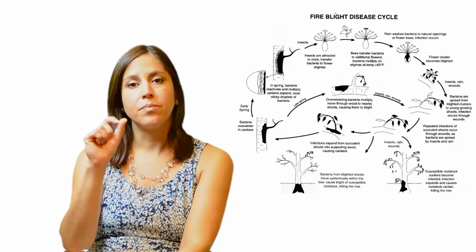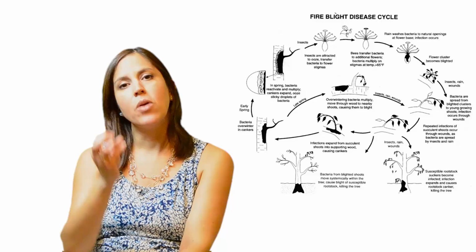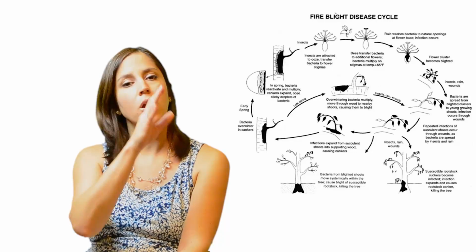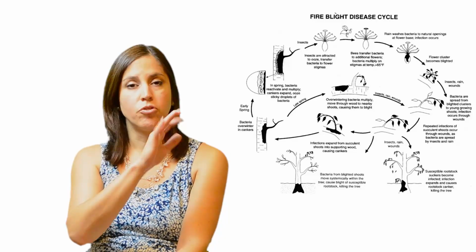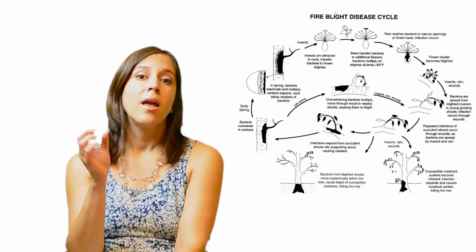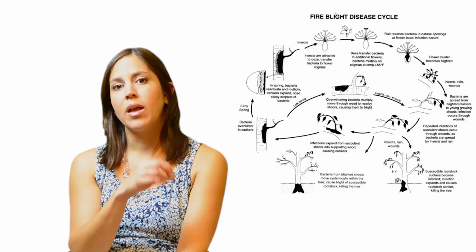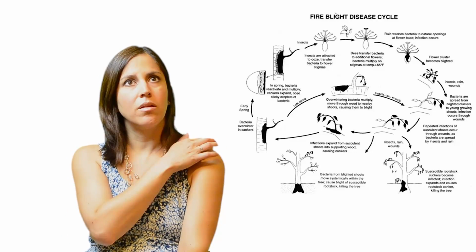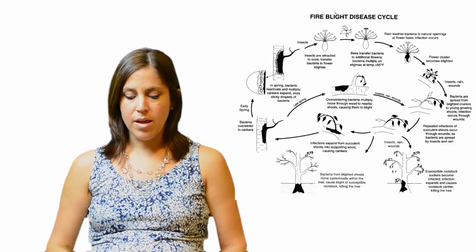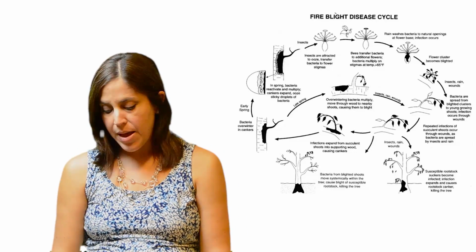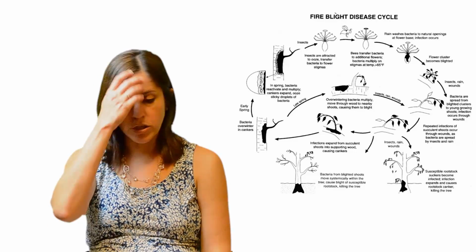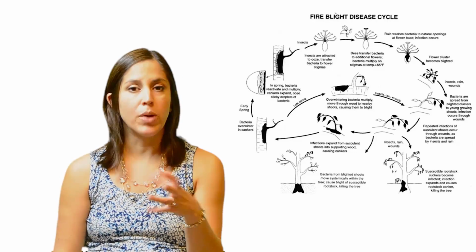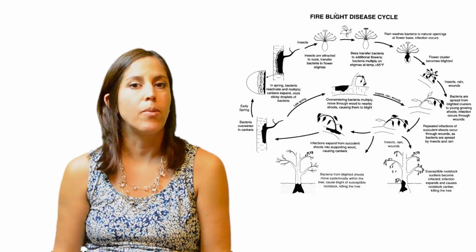In some cases, only one part of the tree is infected, but at the end, if it reaches the main trunk and the roots, the tree is going to collapse and die. This is a very important disease, and it's affected by many factors. High humidity is very important too. When it's raining a lot, it can also splash some of the bacteria around.